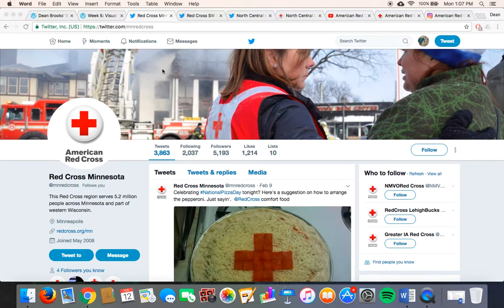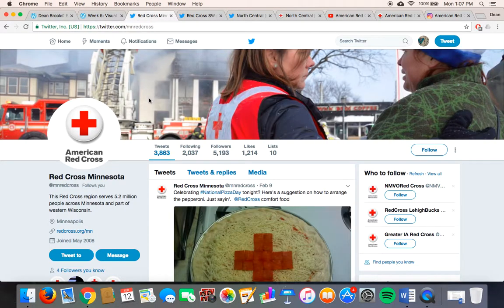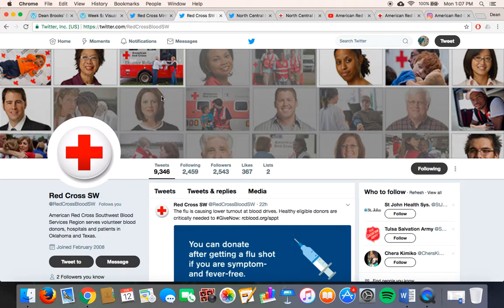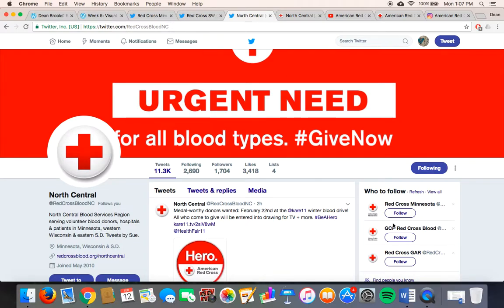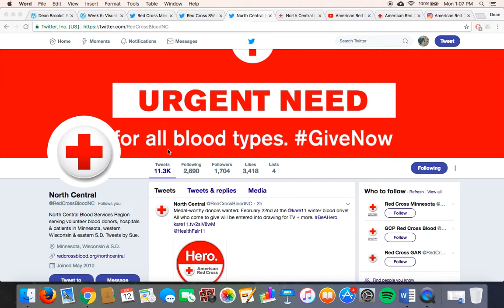But these are the different sites that I have joined that I follow, and they actually all follow me as well due to the article that I wrote here. And one thing that you'll notice with this is consistency. So let's go back to the first checklist here. Use your nonprofit's avatar as your profile picture. And the Red Cross does this exceptionally well.